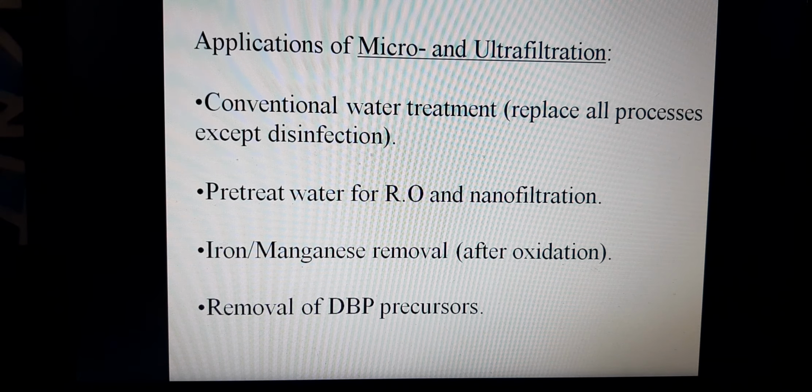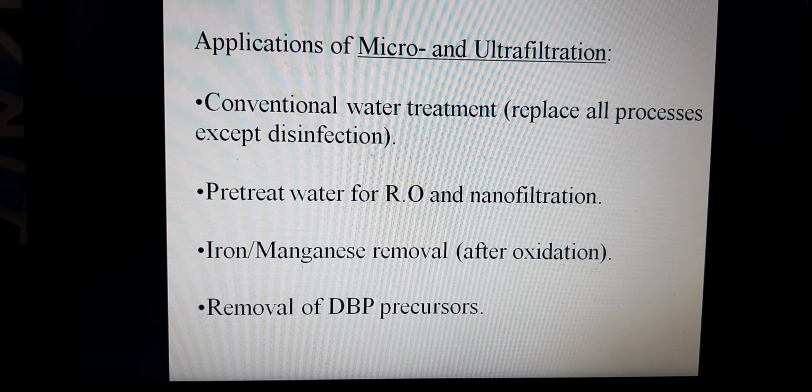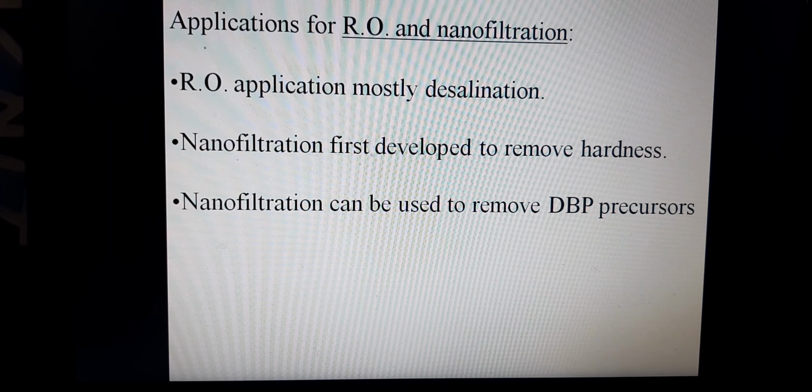If you see the applications of micro and ultrafiltration, they are mostly used in conventional water treatment, where micro and ultrafiltration replace all processes except disinfection. They are also used to pre-treat water for reverse osmosis and nanofiltration, which is the main important application. Iron and manganese removal after oxidation and removal of DBP precursors are also applications of ultra and microfiltration.